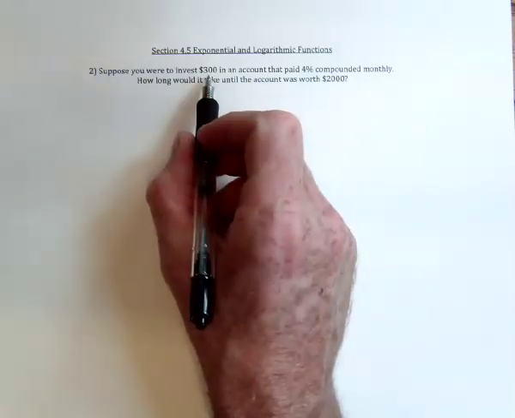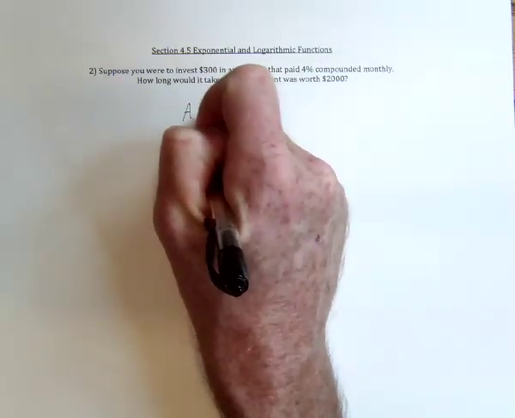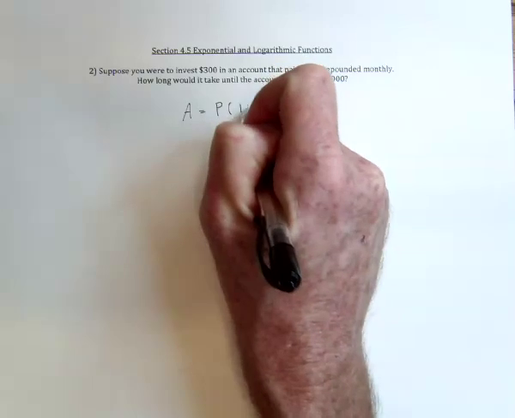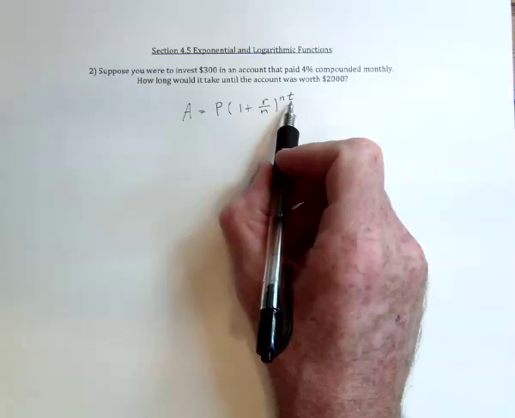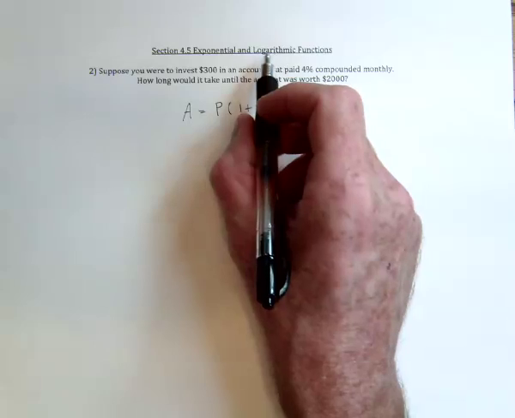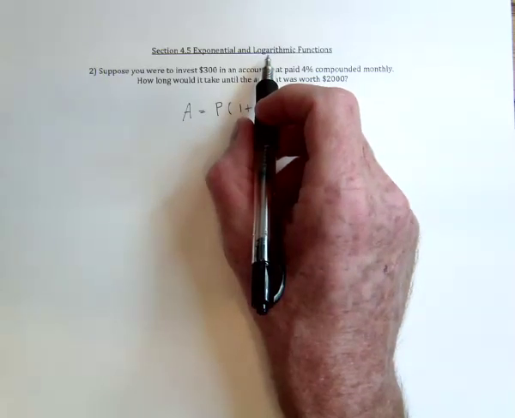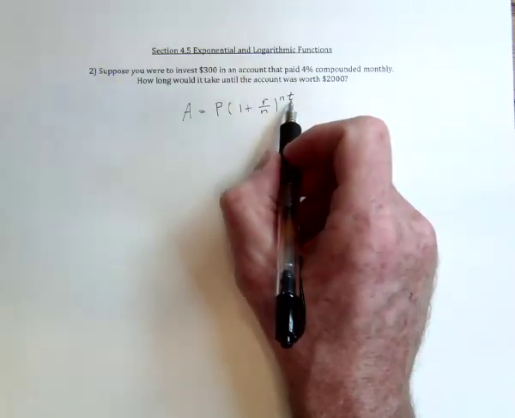Here's a really good application for logarithmic and exponential functions. Go to the bank and invest $300. It's compounded monthly, which means that we're going to be using the compound interest formula. And then how long, so we're going to be solving for t, and if we're going to be solving for an exponent, that means we need to use logarithms. That's the whole job of logarithms, is to tell you what exponent to use.